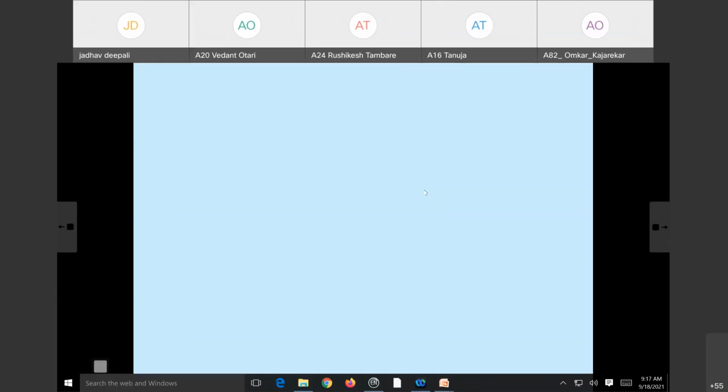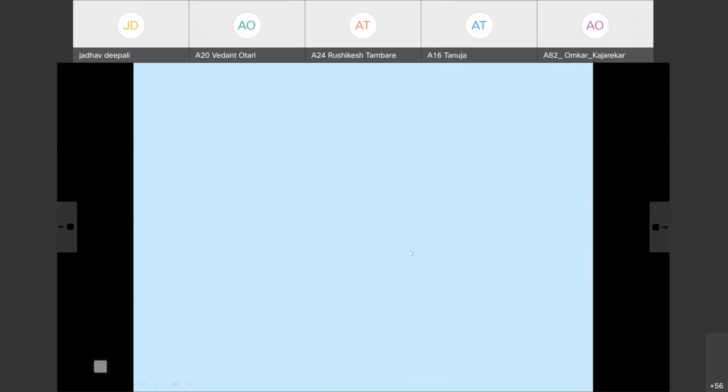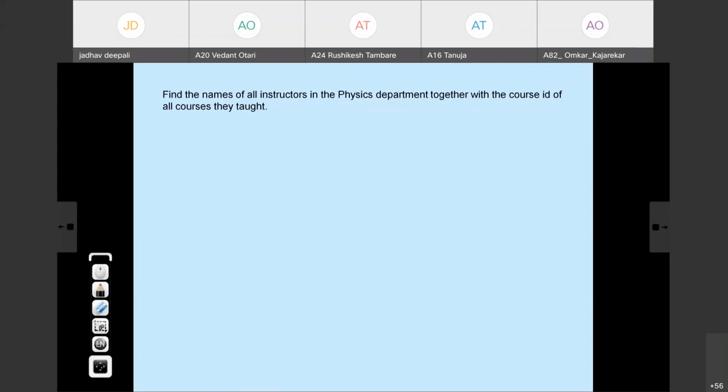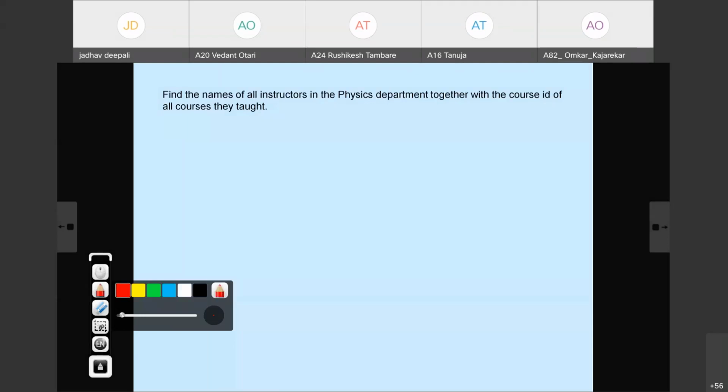Okay. Now see how we can use this Cartesian product to solve a particular problem statement. Suppose the query statement is: find the name of all instructors in the physics department together with the course ID of all the courses they taught. So read again. Find the name of all instructors in the physics department together with the course ID of all courses that they taught.